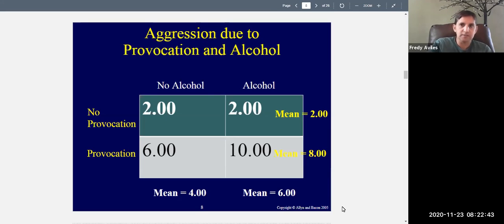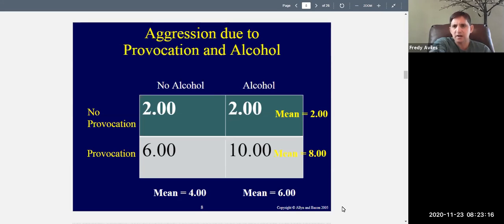So it's like your multiplication table. Look at where alcohol and no provocation meet. That's your average there. Now, for those that did not consume alcohol, you go all the way down to where it says provocation, where they meet right there. That was the average for those that did not receive any alcohol, but were provoked. In other words, we pissed them off. And then you have the average for those that consumed alcohol and were provoked. That average there is 10. Those that consumed alcohol and were provoked had the highest level of aggression of all.